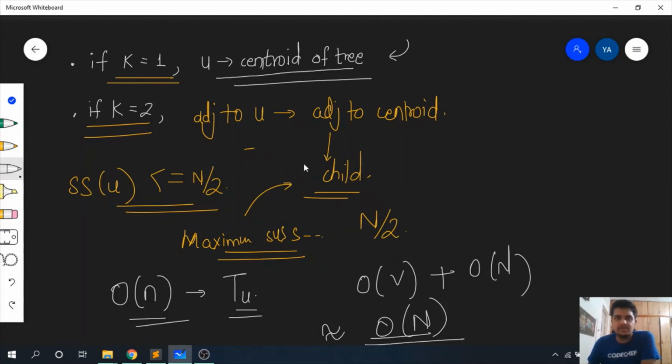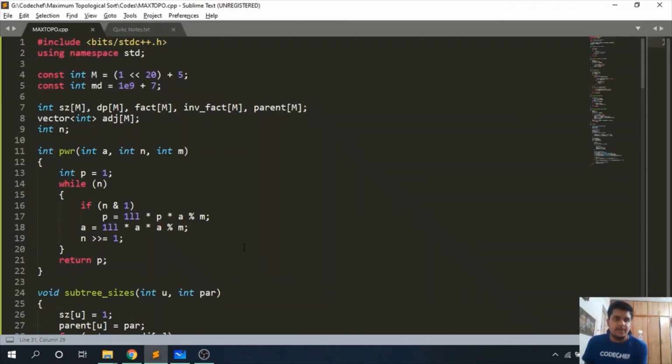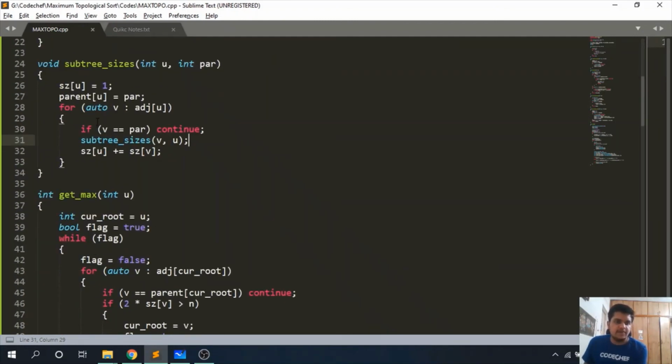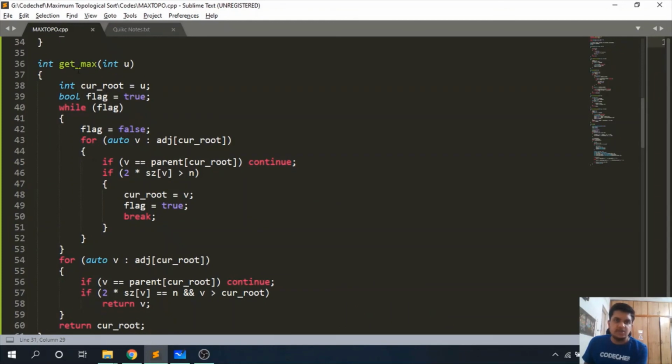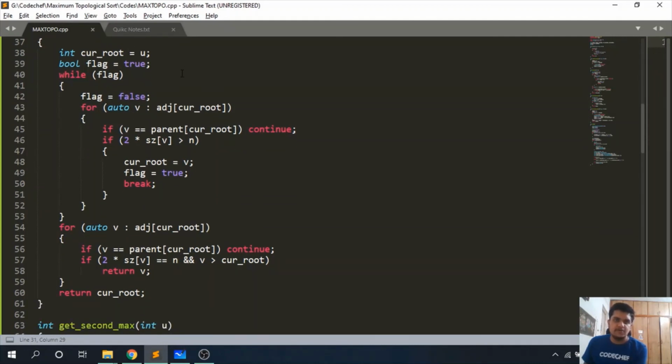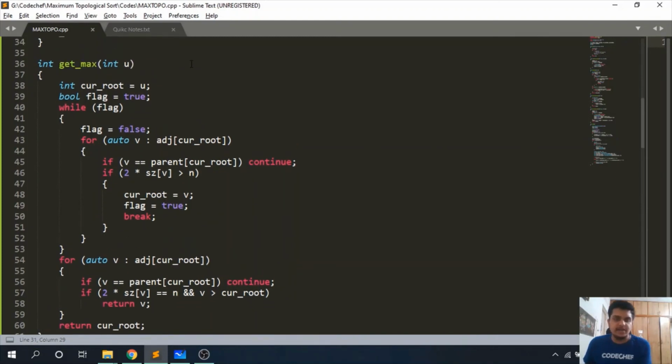Now let us see the C++ implementation. Let us start. Here we have a function called subtree sizes. It calculates the size of each node's subtree. Given a node and its parent, it calculates the size of its subtree. Now get max: this function returns us the centroid node. The algorithm for finding the centroid is available on the net, so you can check that out.